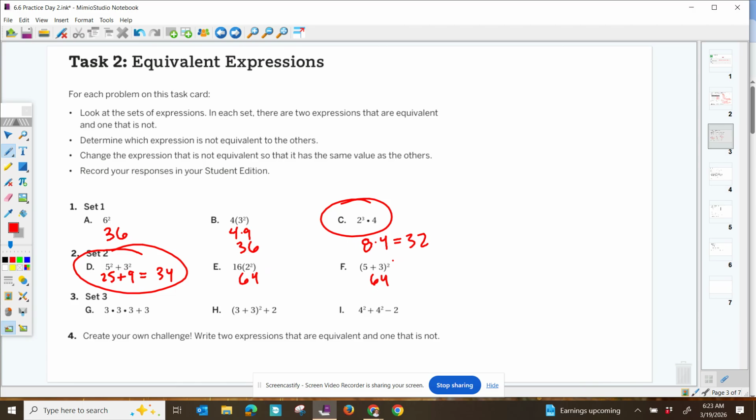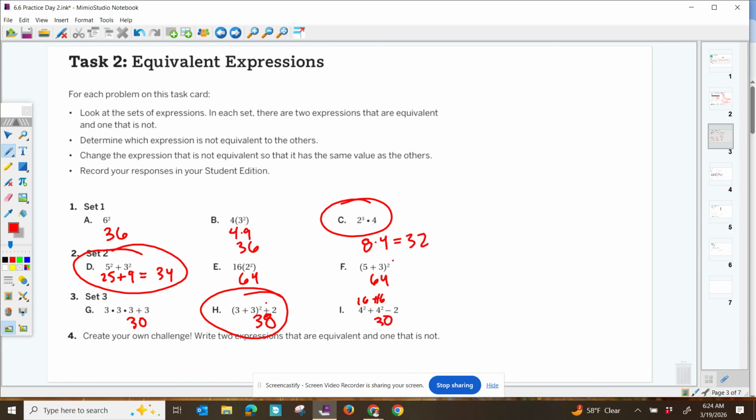I've got 3 times 3 times 3 is 27, plus 3 is 30. 6 squared is 36, plus 2 is 38. And 4 squared is 16, plus 16 is 32, minus 2 is 30. So that one there is the odd one.